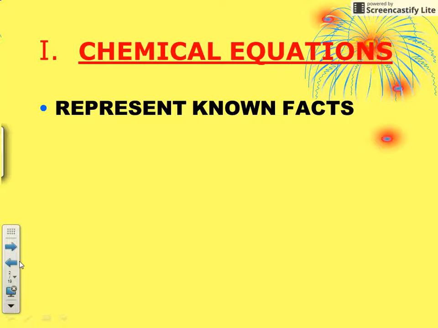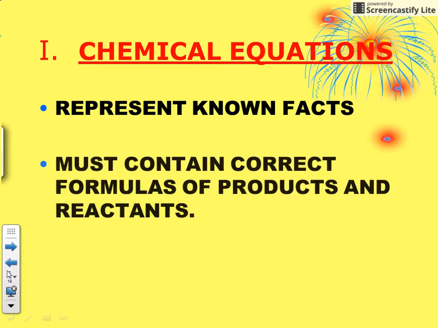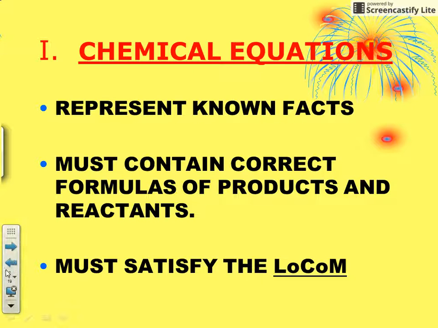So there's three requirements of all chemical equations. First of all, they must represent known facts. There must be reactions that are known to occur. And the second thing is they must contain correct formulas of their products and their reactants. So that's what we spent the entire Chapter 9 learning about, is how to write the formulas correctly for ionic compounds, how to represent our polyatomic ions correctly, how to write formulas for our molecular compounds as well as our acids.